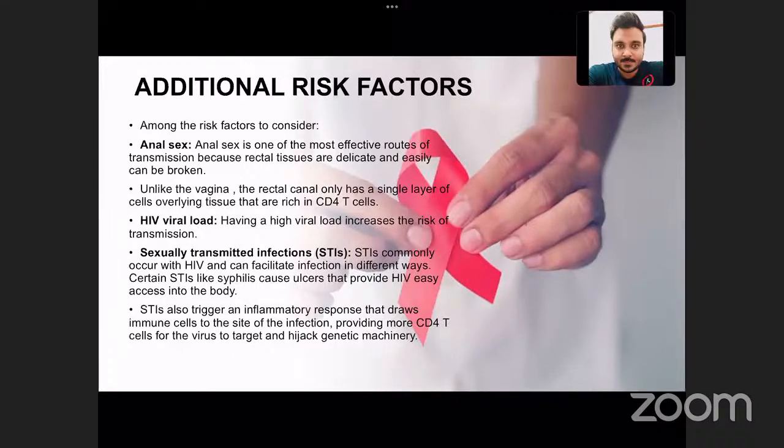People who have a high viral load have an increased risk of transmission. And the next one is sexually transmitted infections. STIs commonly occur with HIV and can facilitate infection in different ways. Certain STIs, like syphilis, can cause ulcers that provide HIV easy access into the body. STIs also trigger an inflammatory response that draws immune cells to the site of the infection, providing more CD4 cells for the virus to target and hijack their genetic machinery.